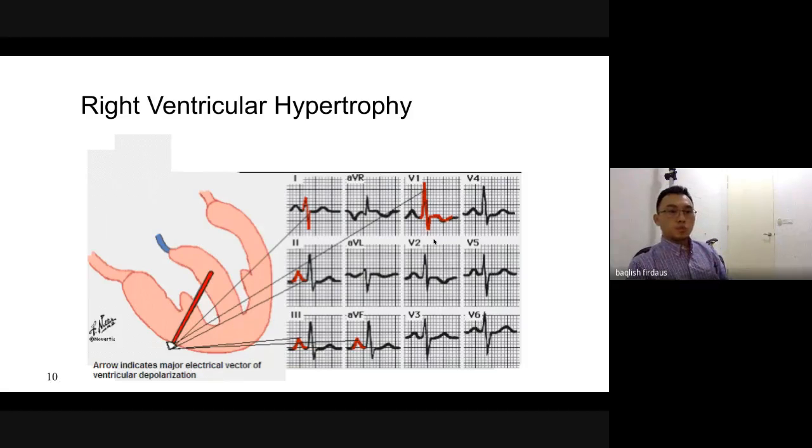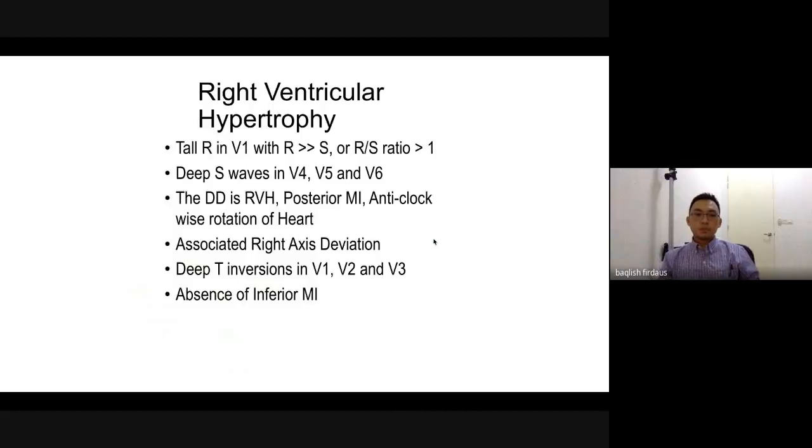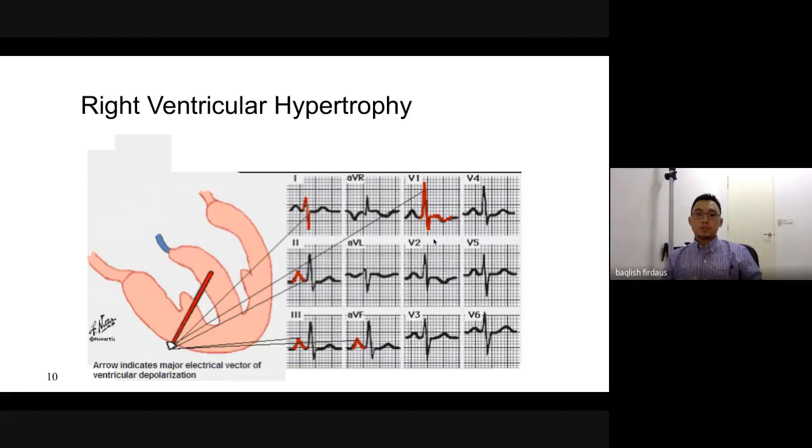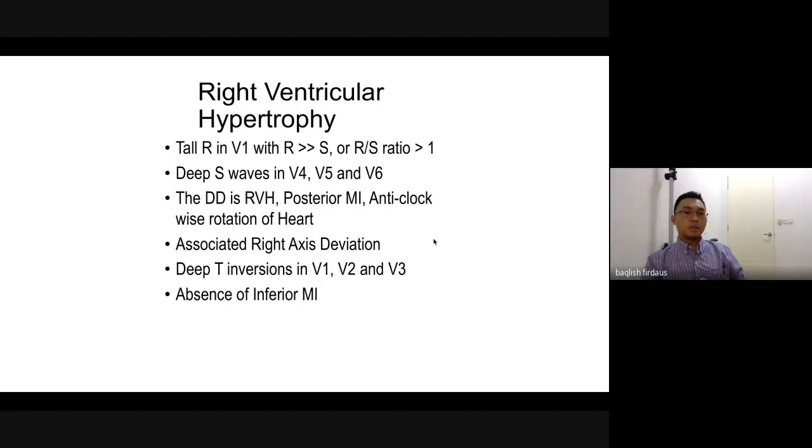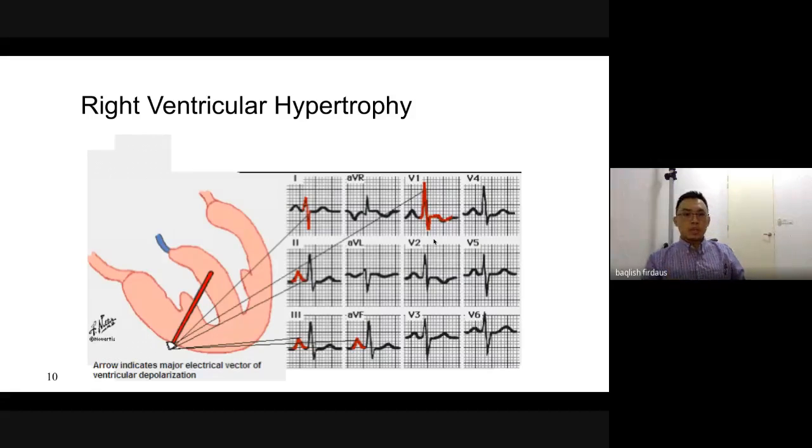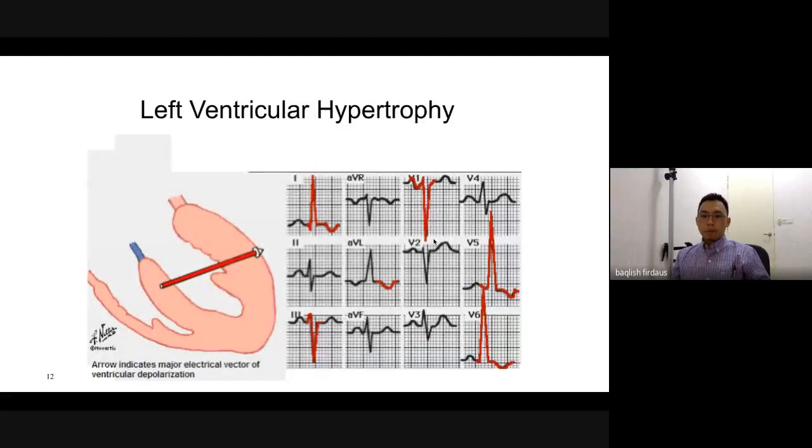Then we come to right ventricular hypertrophy. So this is the definition of right ventricular hypertrophy. There is a tall R in V1. The R is much bigger than the S, or the R to S ratio is more than 1 in lead V1. And there is a deep S wave in V4, V5, and V6. Usually right ventricular hypertrophy is quite rare. But most importantly, you must be able to identify left ventricular hypertrophy.